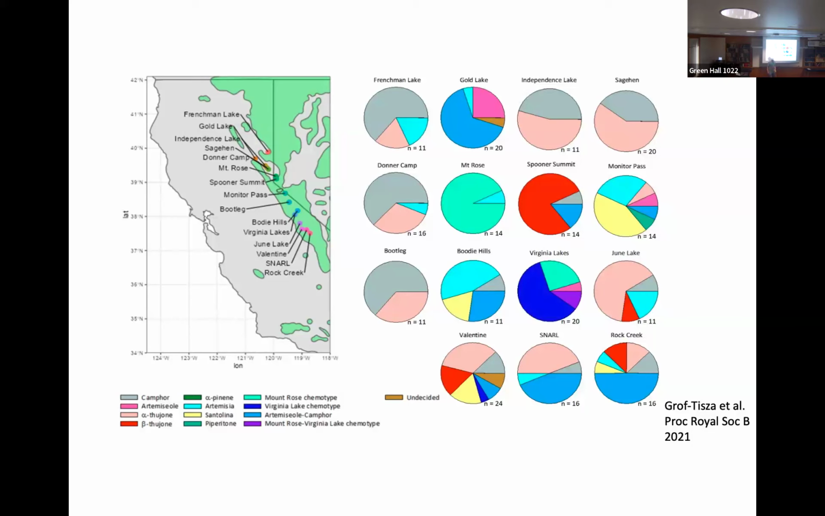Mount Rose is dominated by a different chemotype. There are other sites that have a lot more variation. This is Valentine Reserve. It's got, I don't know, 6, 7, 8 different chemotypes that are pretty common.